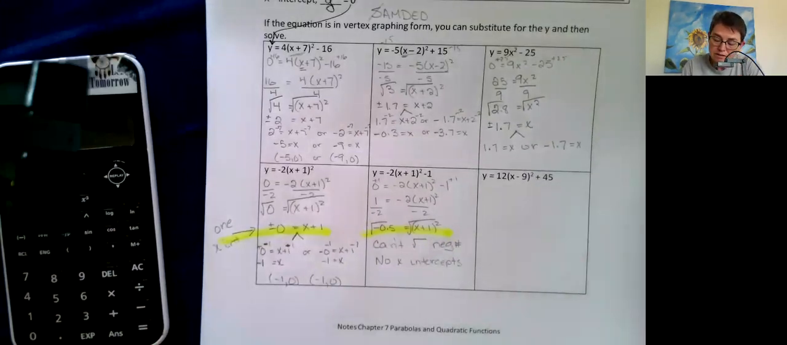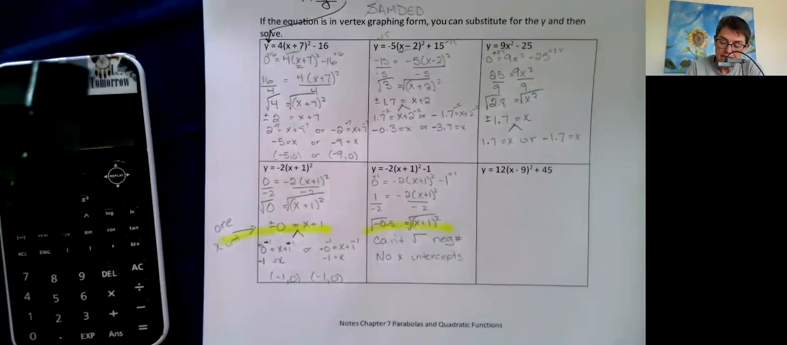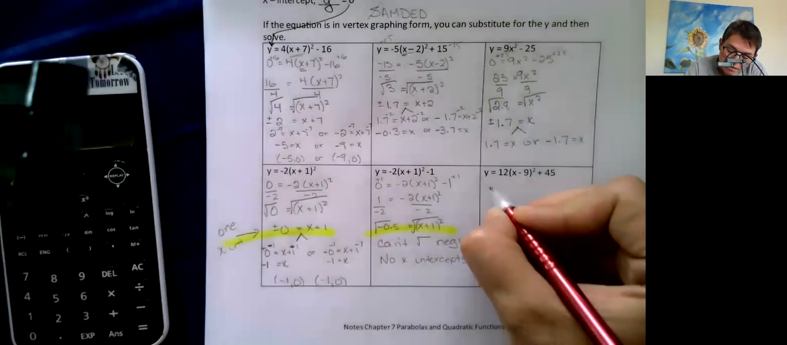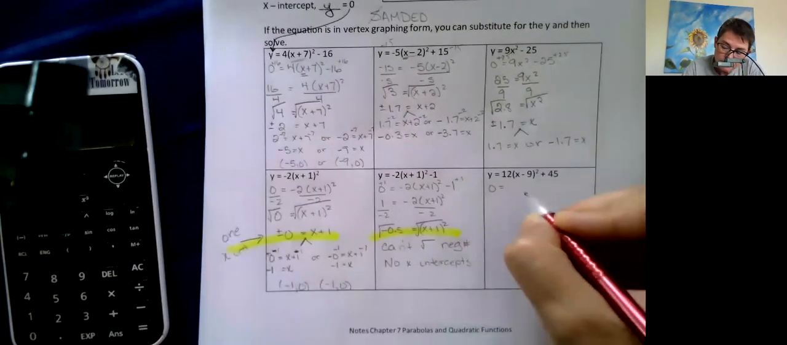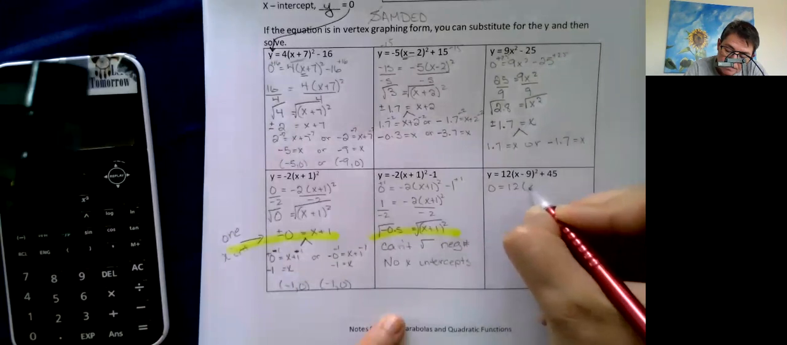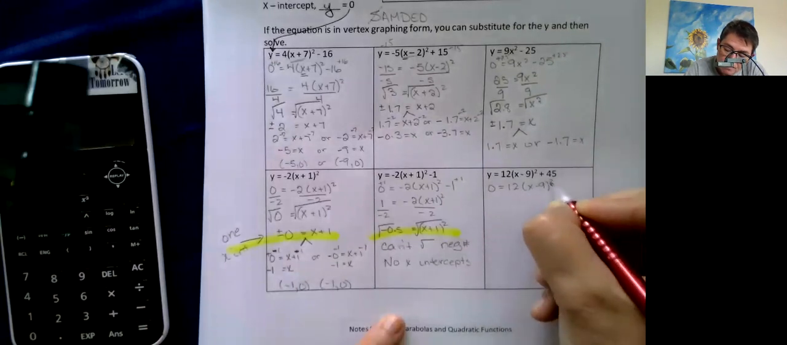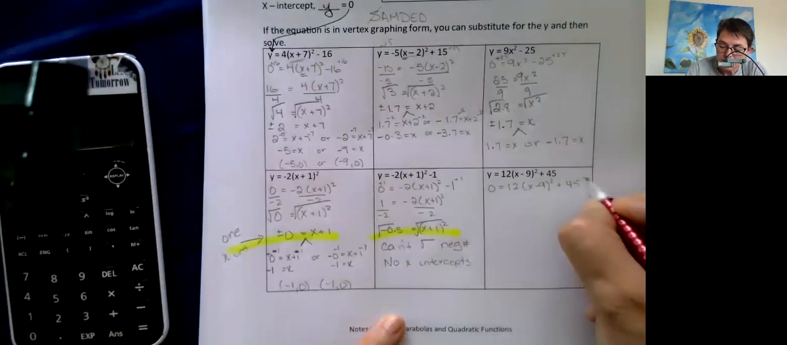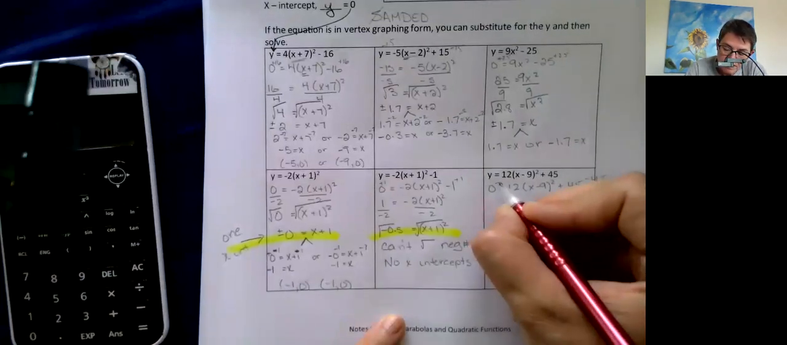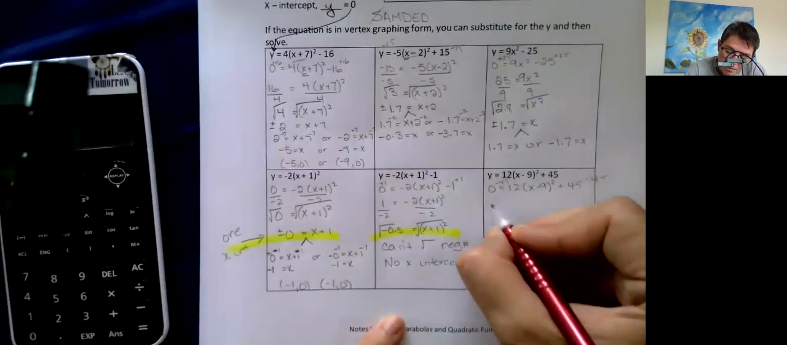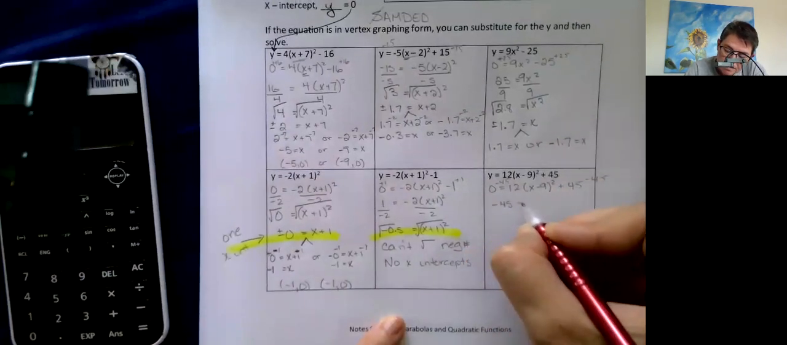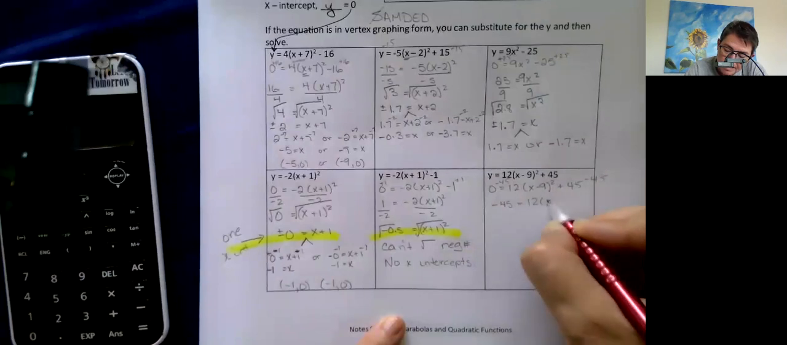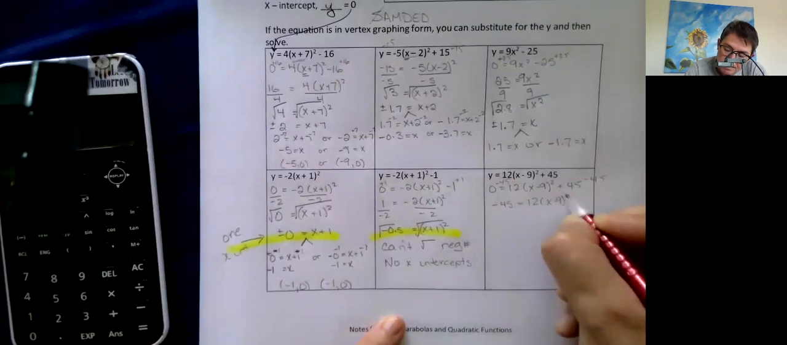And this last one, I'm not really sure why I put it on here. I think, well, I don't know, let's see. So 0 is equal to 12 times (x minus 9) squared plus 45. So we're going to subtract 45, so minus 45 is equal to 12 times (x minus 9) squared.